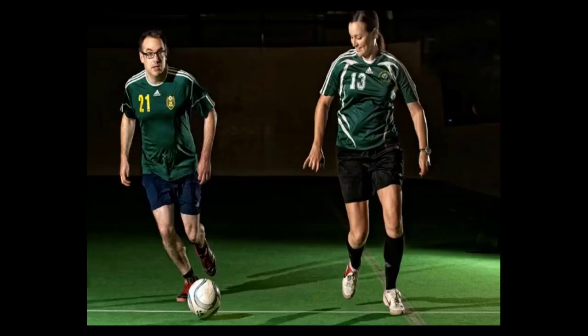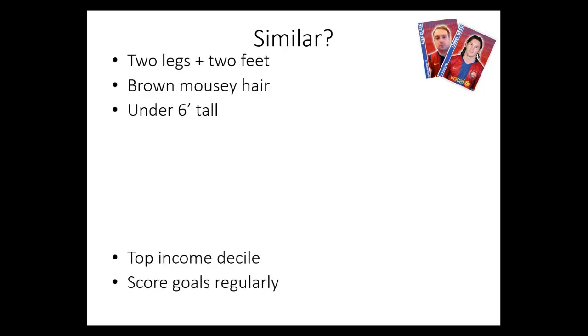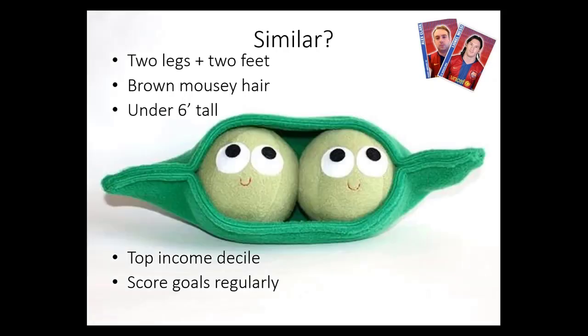Whereas me, maybe I'm a little bit different. But I'd like to put it to you that actually we are very similar, and I'll explain why. We have 2 legs and 2 feet. We both have brown mousy hair. We're both under 6 foot tall. In terms of social status, we're both in our top income decile in our respective countries, and we score goals regularly. Henceforth, I put it to you that we are in fact like 2 peas in a pod.